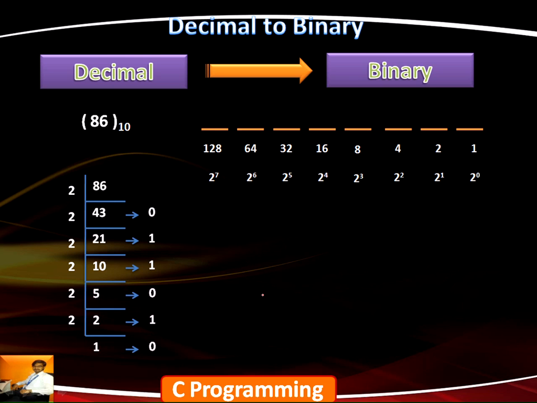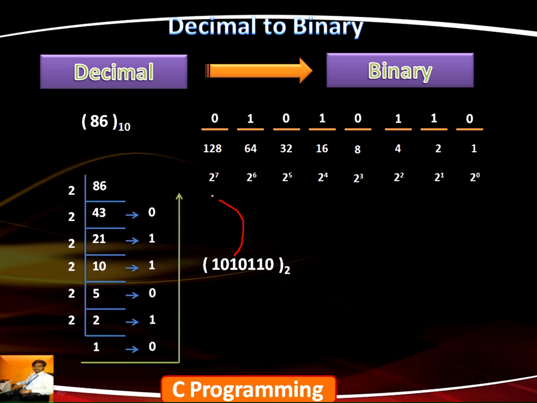So as we need to consider the values from bottom to top, it's going to be 1010110. So this is the respective binary value for 86. So we have understood something good about decimal to binary conversions. Now we shall proceed with binary to decimal conversion.